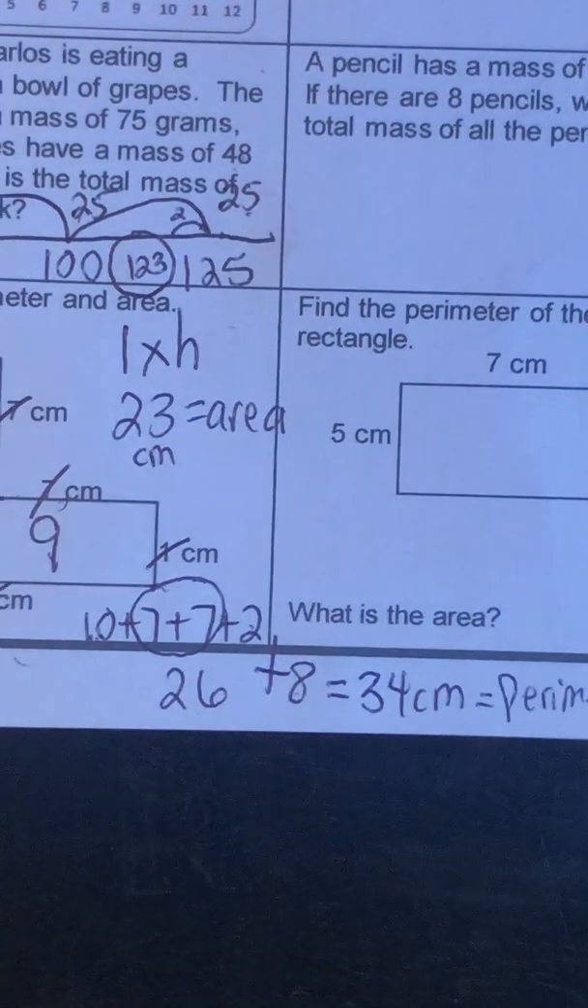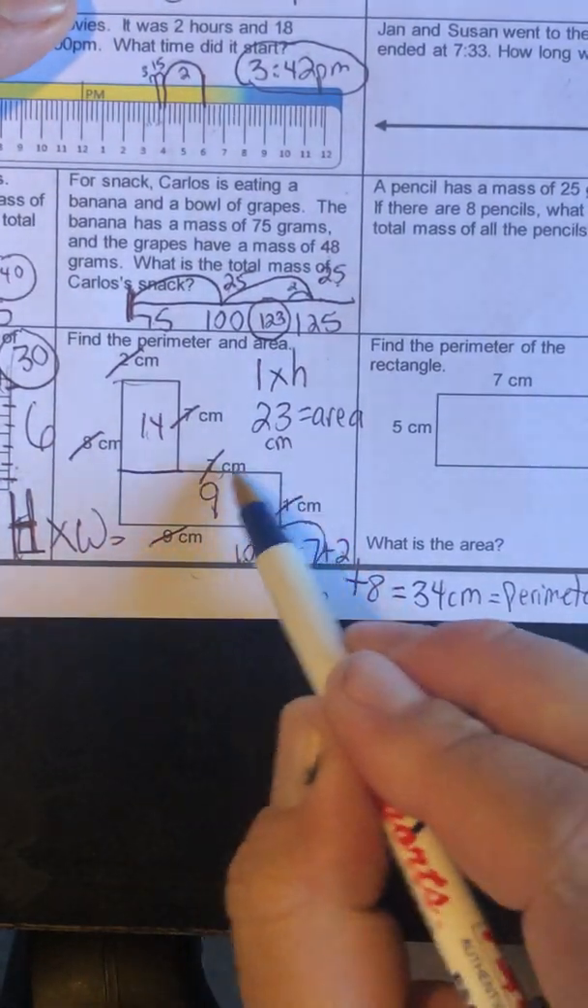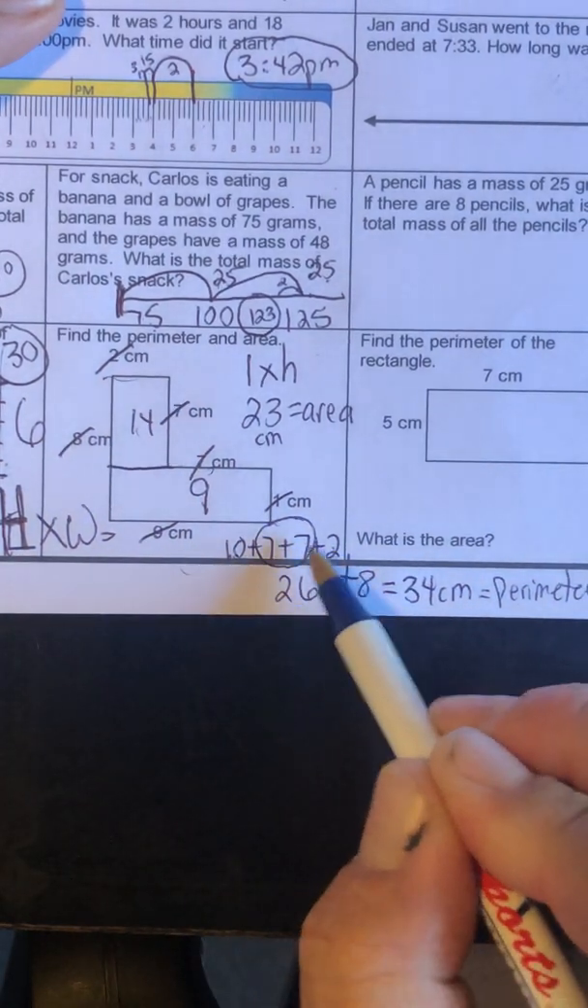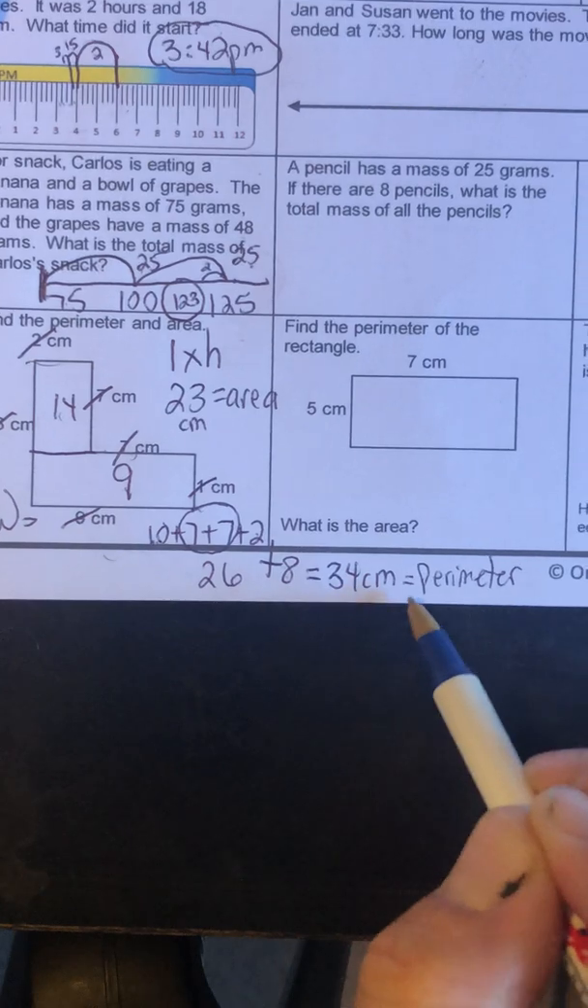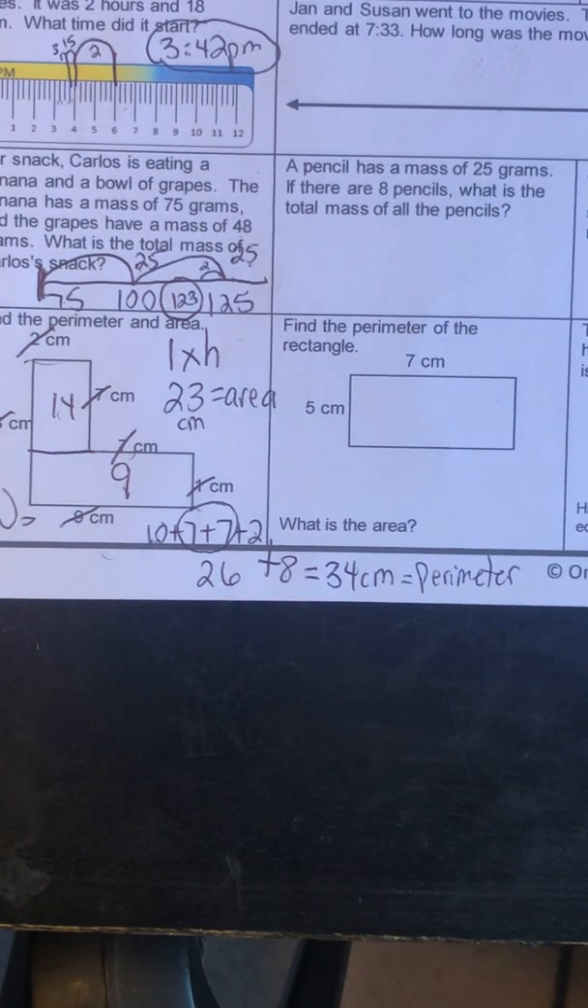Now you may have added them up a little bit different, but you can see all I did was I crossed off the numbers and wrote them down here, and then you just need to add up all of the numbers together. So 34 centimeters is the perimeter.